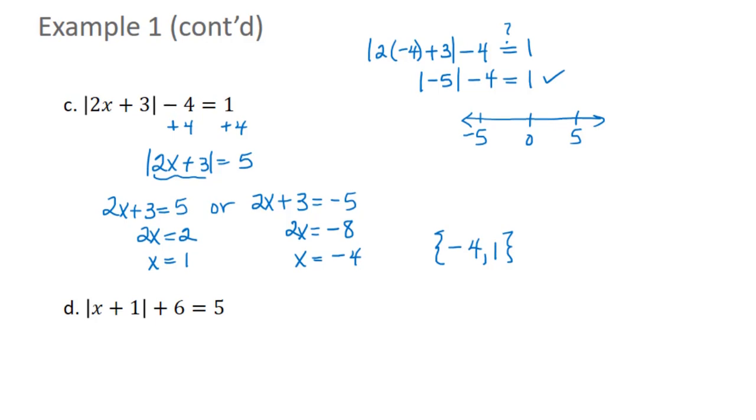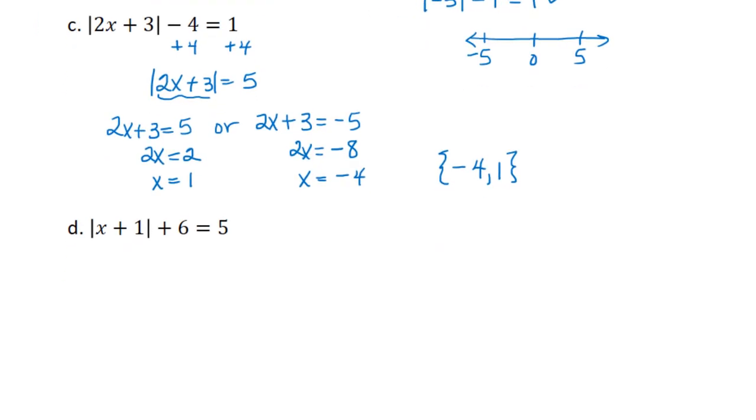Part D is the absolute value of x plus 1 plus 6 equals 5. So we need to clear the field again, get the absolute value on the side by itself. So we get absolute value of x plus 1 is equal to what number? Right, I've got to subtract 6, and 5 minus 6 is negative 1. So I have the absolute value of x plus 1 is equal to negative 1.